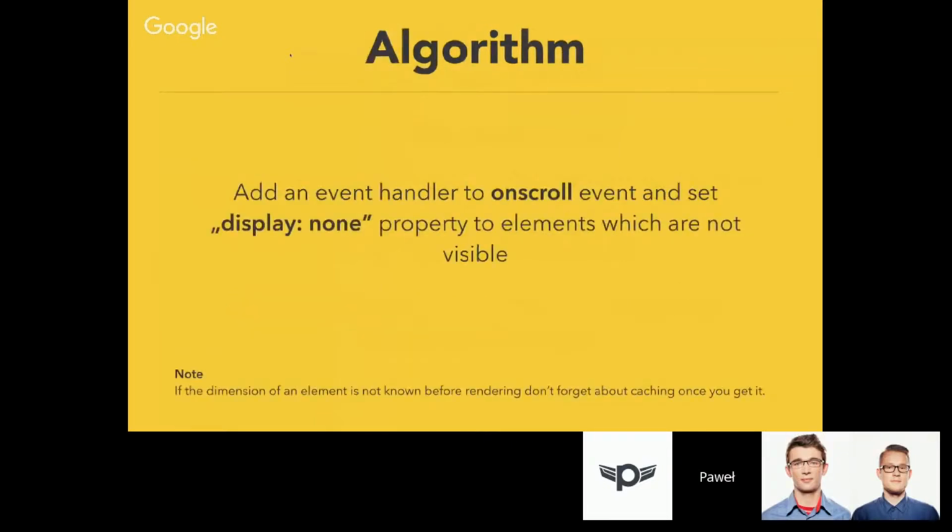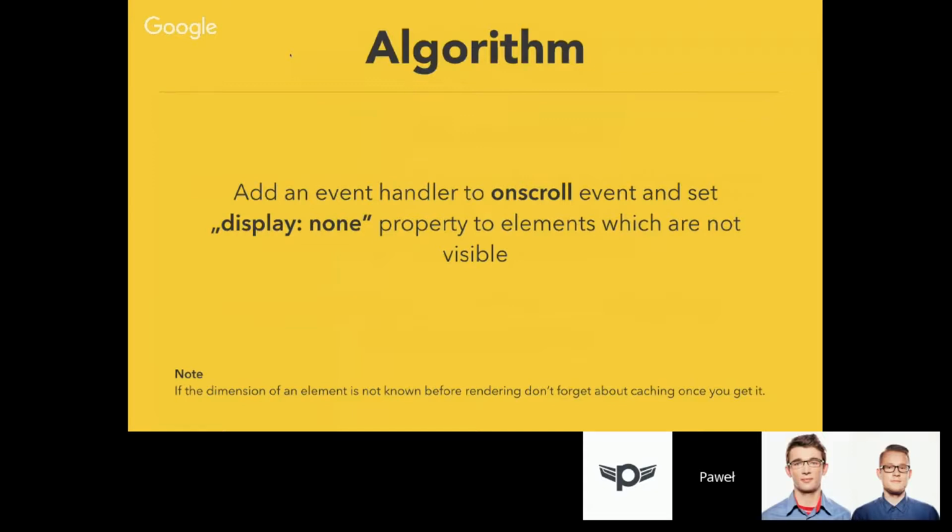And here's the algorithm, and it's really pretty straightforward. So we are adding event handler to the onScroll event, and we are checking if an element is visible on a screen or not. And if it's not, we are applying the display none property. Yeah. However, there's one more precondition that you have to satisfy.